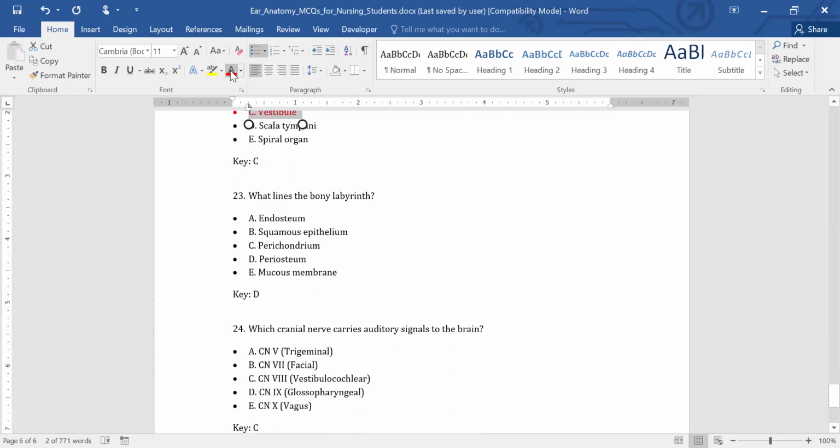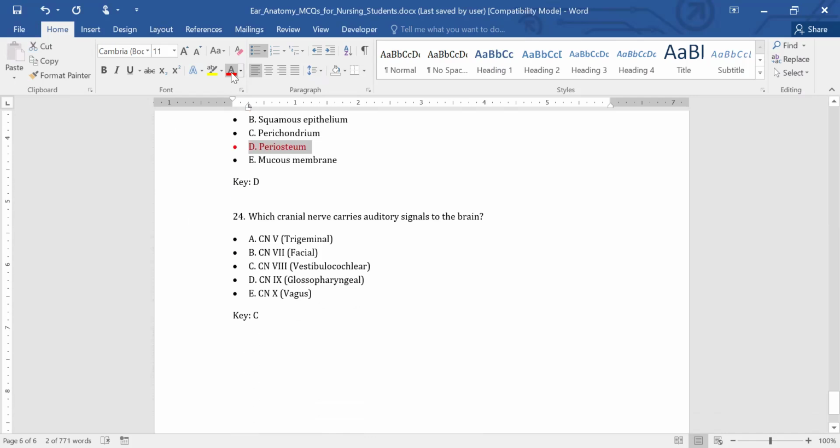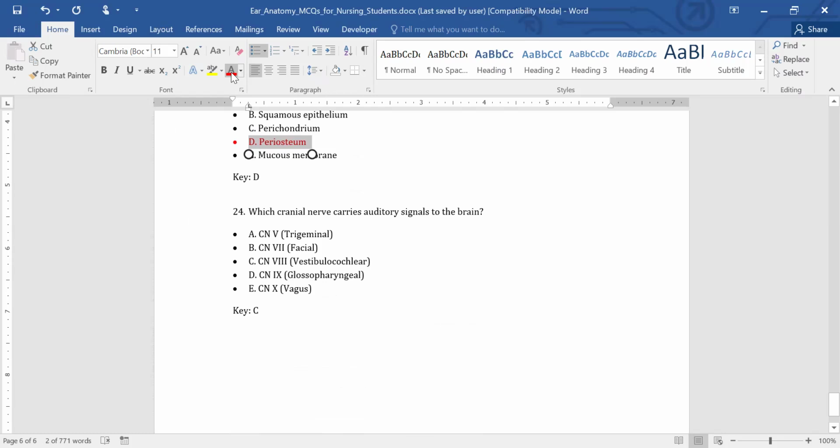What lines the bony labyrinth? The bony labyrinth is lined by the periosteum. Which cranial nerve carries auditory signals to the brain? Auditory signals are carried by the vestibulocochlear nerve.